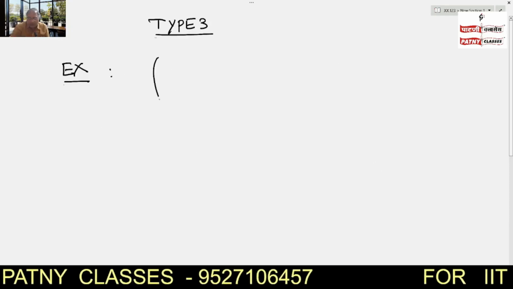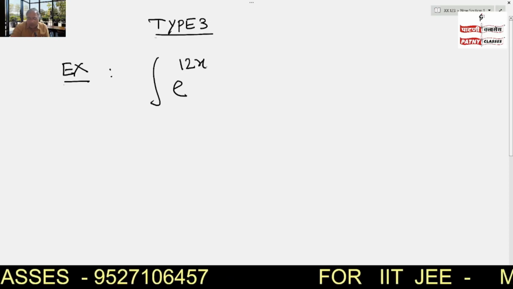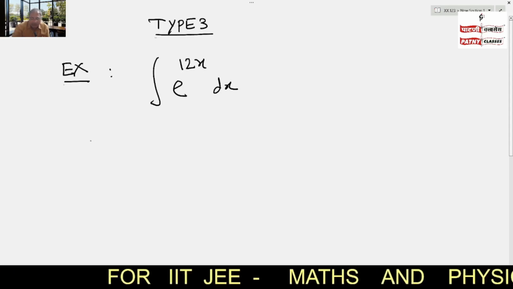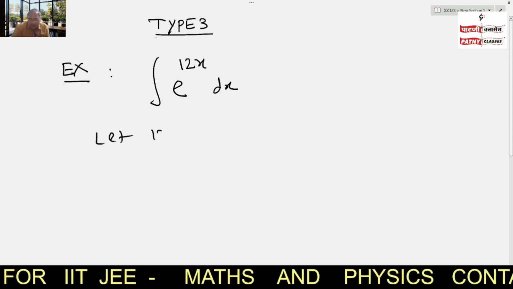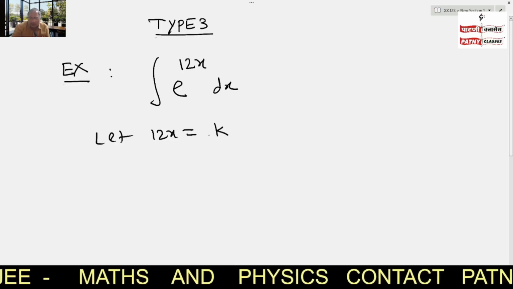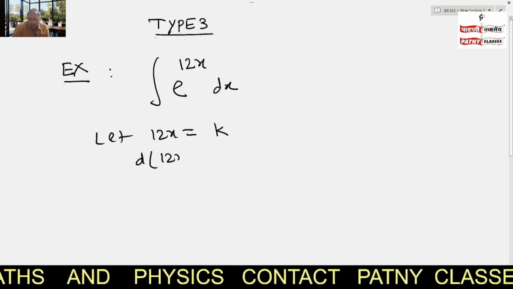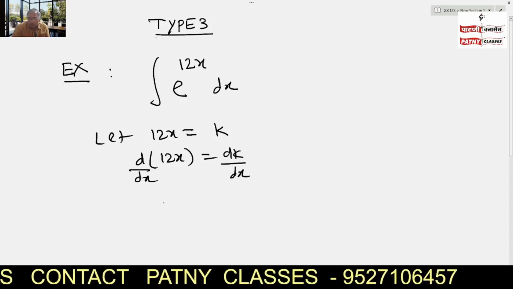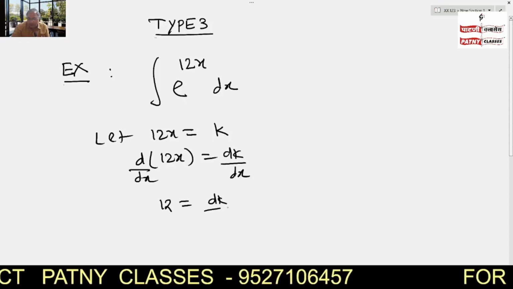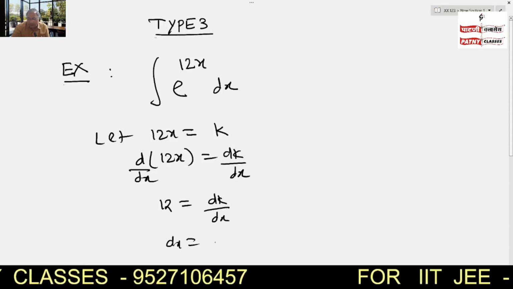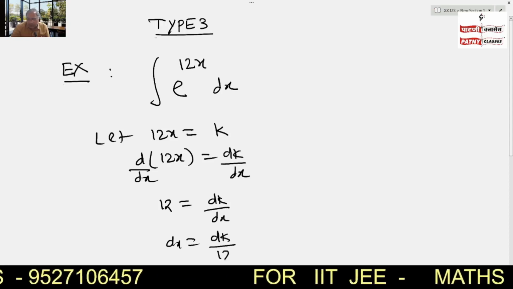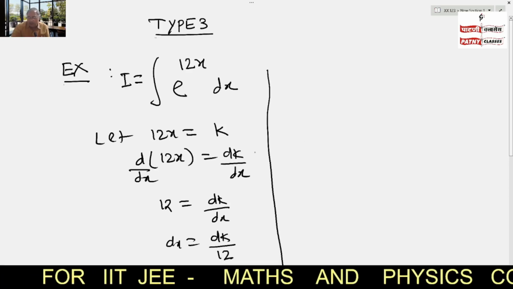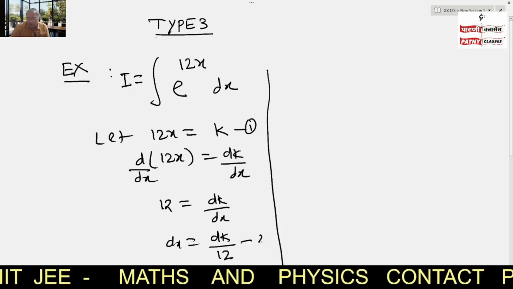Next example, integration of e raised to 12x with respect to x. Same as above, only a little change will be there. Let 12x equal k. As soon as you go for k, differentiate both sides with respect to x. Now the 12x derivative is 12, so dk by dx equals 12, therefore dx is equivalent to dk upon 12. In the substitution method, we always find dx equivalent. The given problem equals I, let us call it equation 1, and this is expression 2.